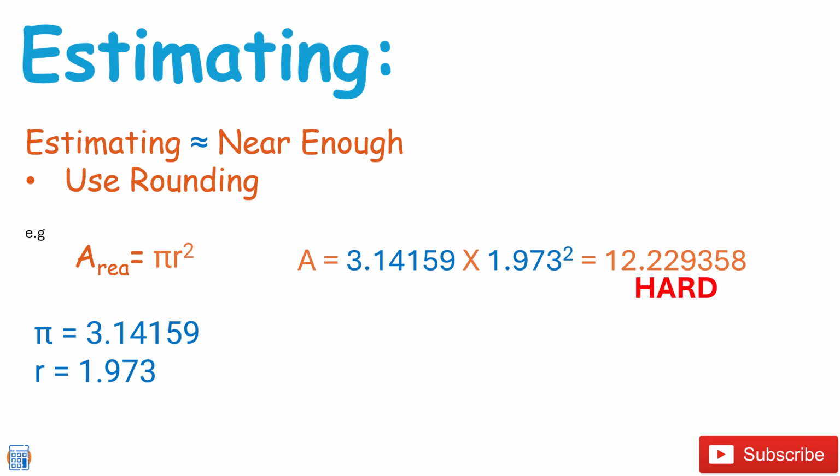So again, you just use rounding. You can round pi to 3, and you can round the radius to 2. And if you simply just put them in, 3 times 2 squared, it gives you 12. And as you can see, that's way easier to do even in your head than the number above. And it's only 0.2 off, so it's nothing crazy.